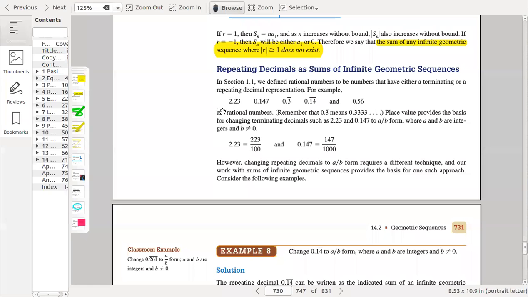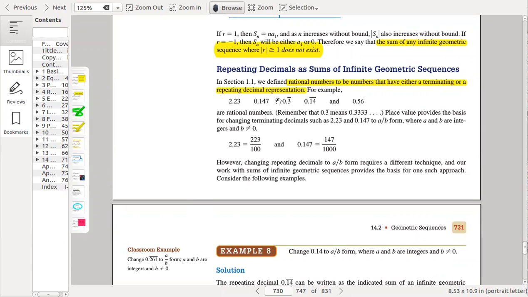For example, 2.23. The decimals after the point are only two, so we can count that there are two decimal digits. Again, rational numbers are the numbers that have either a terminating or a repeating decimal representation. So 0.147 is terminating. 0.3 bar is repeating.